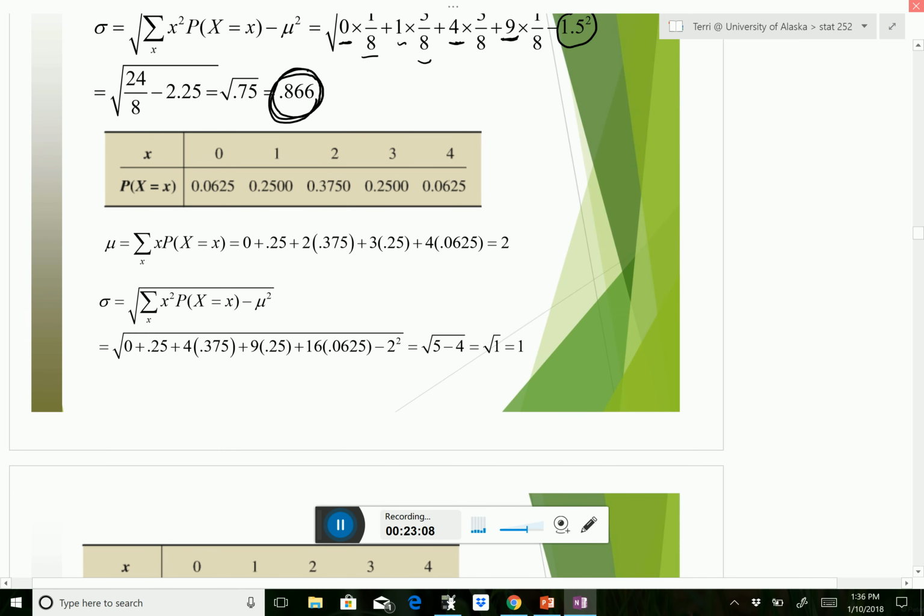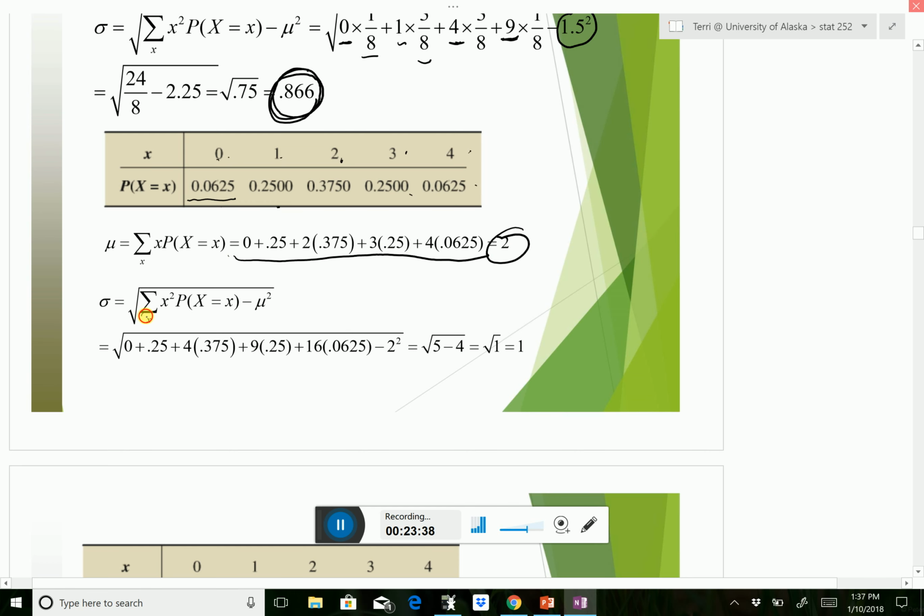And in the case of the family with the 4 children, if I want to find that one, same thing. Right now I'm finding the mean. So 0 times 0.0625, 1 times 0.25, 2 times 0.375, 3 times 0.25, 4 times 0.0625, and if I add these numbers up, I end up with 2.